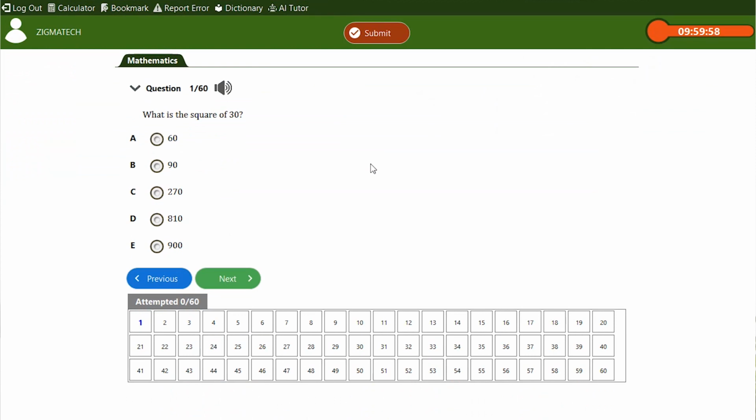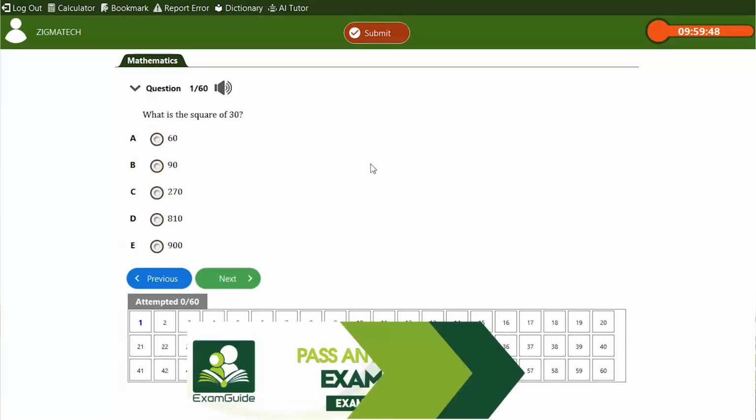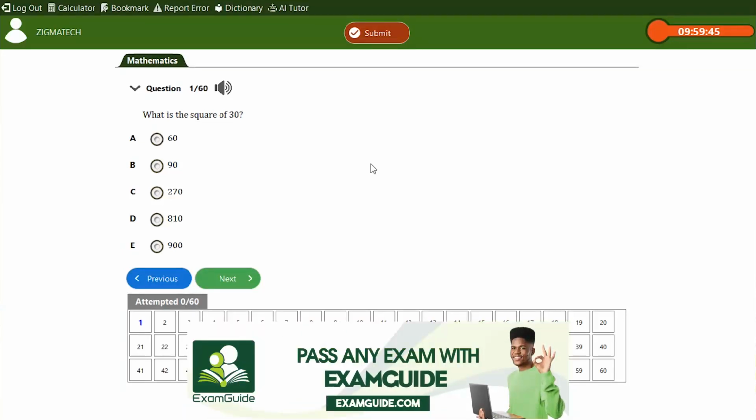So the first question we have here is, what is the square of 30? What is the square of 30? So the square of 30, we have number 1.